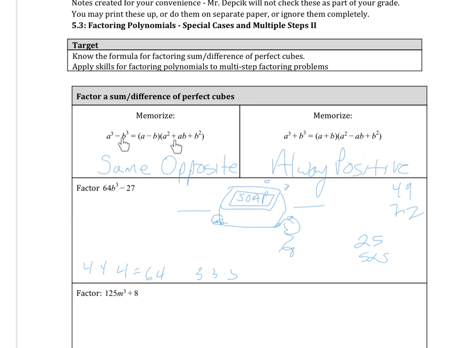This sign is the opposite. This sign is positive. If this is the sign, this sign is the same. This sign is the opposite. This is always positive. So that's the deal. Whatever the signs are, it's always the same sign, the opposite sign, always positive. And that's just a way to help you memorize it. Now I'll show you how to use it in the next few examples.